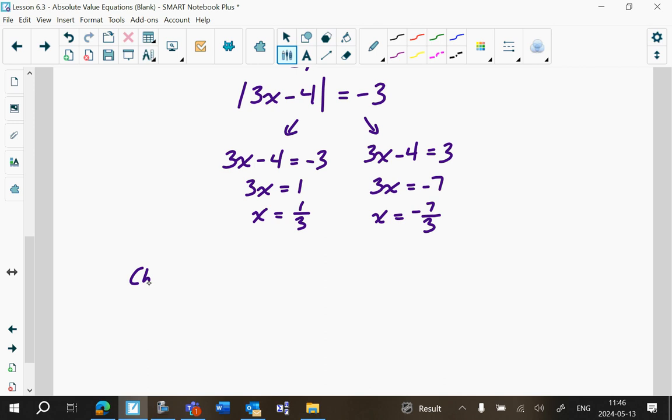But I got to check by plugging back into the original. So does 3 times 1 over 3 minus 4, and then I take the absolute value of that plus 12, does that equal 9?